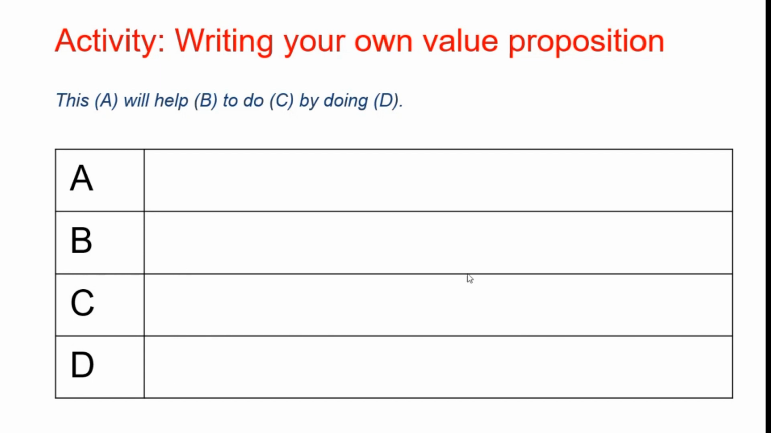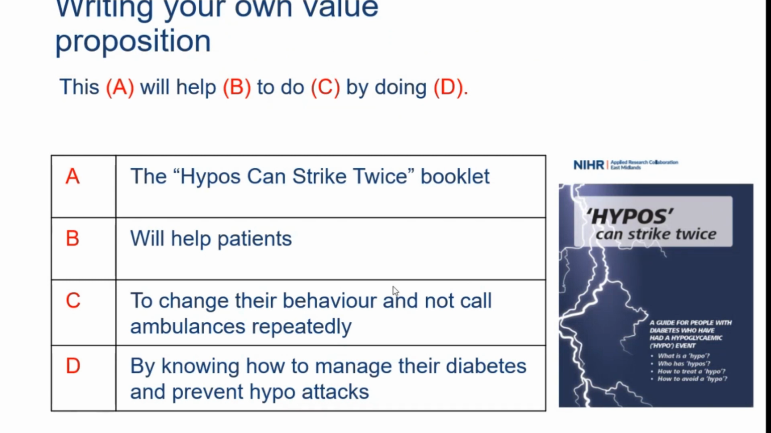To give you a bit of a clue, this is one of the ones that we've done with a product that's come out of ARC. The Hypos Can Strike Twice booklet, which is a self-management guide for people who have diabetes to prevent hypoglycemia. If patients can access and read the booklet, it will help patients to change their behaviour and not call ambulances repeatedly, by knowing how to manage their diabetes and prevent hypo attacks. Is that something that is feasible for you to do?